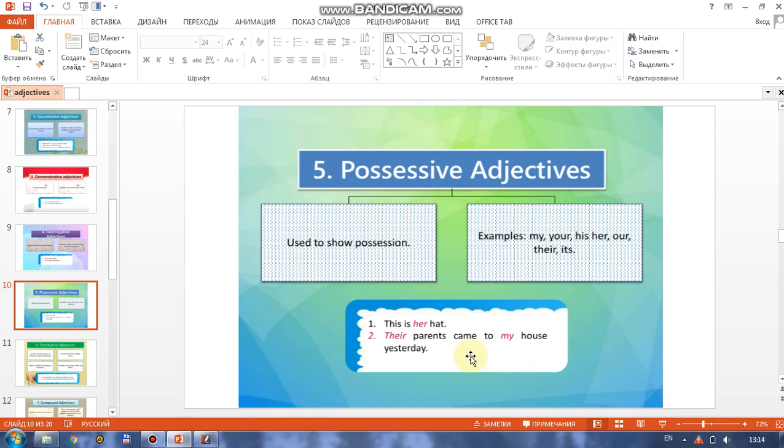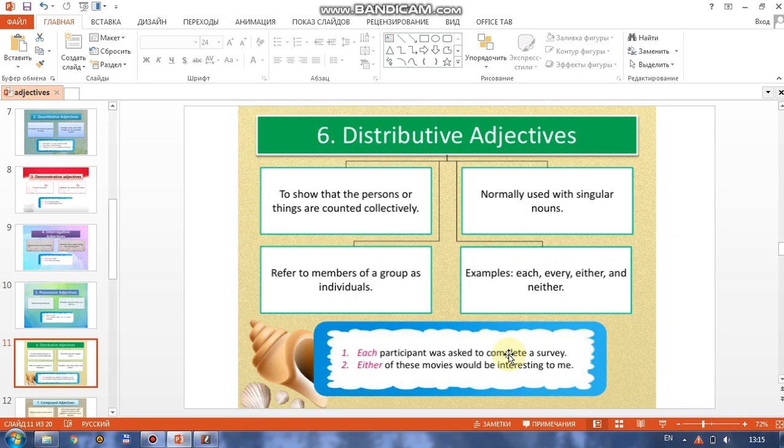Next, possessive adjectives are used to show possession with the help of possessive pronouns my, your, his, her, our, their, its. For example, this is your hat. Their parents came to my house yesterday. Her, their, my are examples of possessive adjectives.